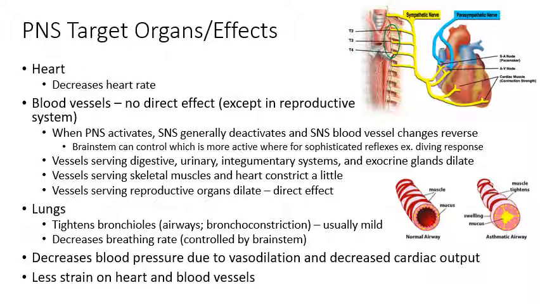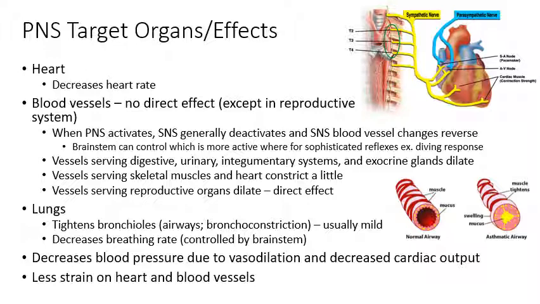For the reproductive system organs that have their blood vessels actually directly innervated by the parasympathetic nervous system, when it activates, those blood vessels are going to dilate. So overall, the parasympathetic nervous system is dilating blood vessels that serve the digestive, urinary, integumentary, and reproductive systems, and most exocrine glands, and is constricting blood vessels that serve the skeletal muscles and the heart. Most of those effects are indirect and just based on inhibition of the sympathetic nervous system whenever the parasympathetic activates.